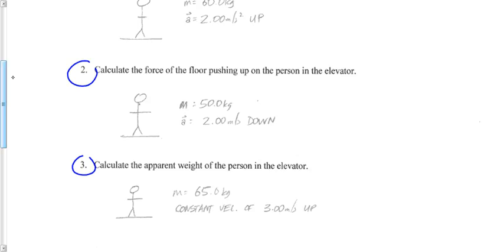2 says calculate the force of the floor pushing up on the person in the elevator. What are we really looking for here? The force of the floor pushing up? What's another name for that? Yep. Good. The normal force. We could also call it the force of the floor. You could also call it the apparent weight, the perceived weight. It's how heavy we really feel, right? It's not how heavy we are. That's the actual weight, the force of gravity, m times g. But it is how heavy we feel.